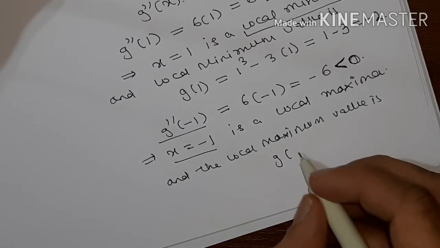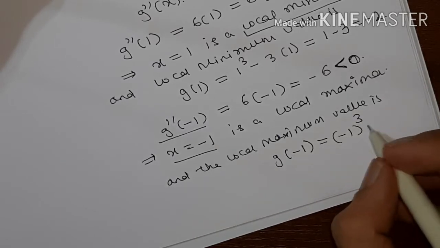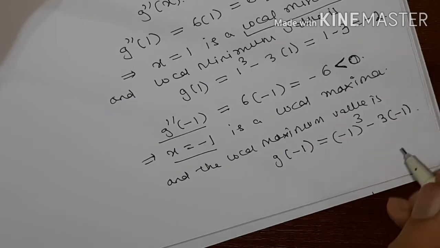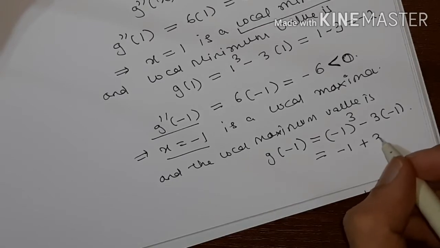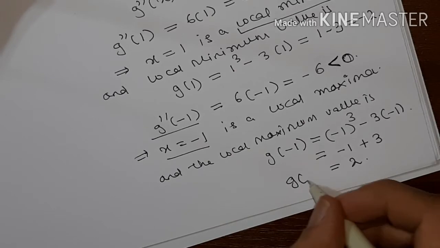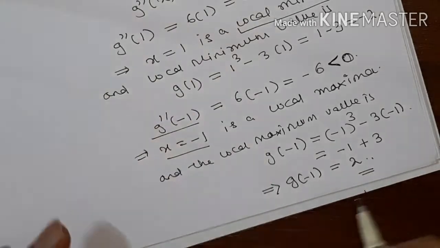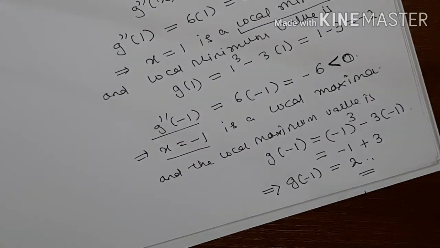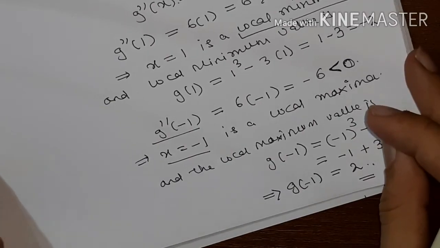And the local maximum value is what? It is g of minus 1. So that will be minus 1 the whole cube minus 3 of minus 1, so that is minus 1 plus 3, which will give you 2. So g of minus 1 is 2. We have found out the local minimum value and the local maximum value. So that was the second problem of the third.